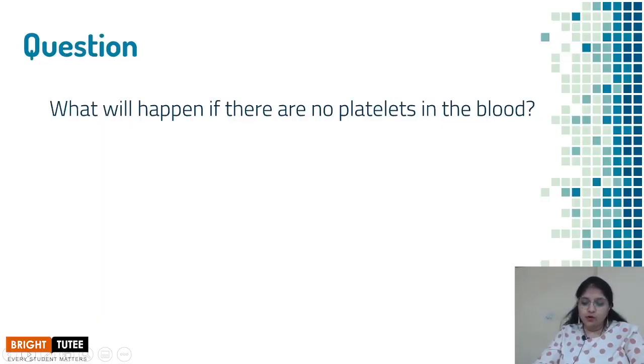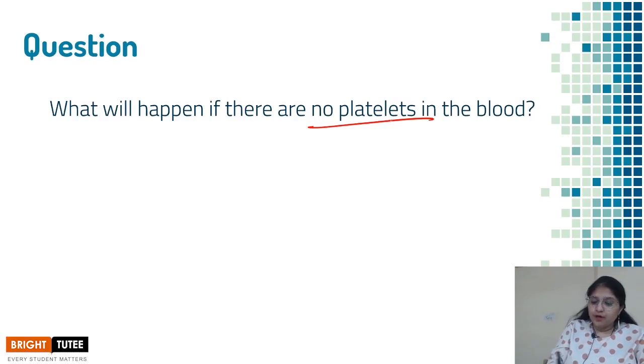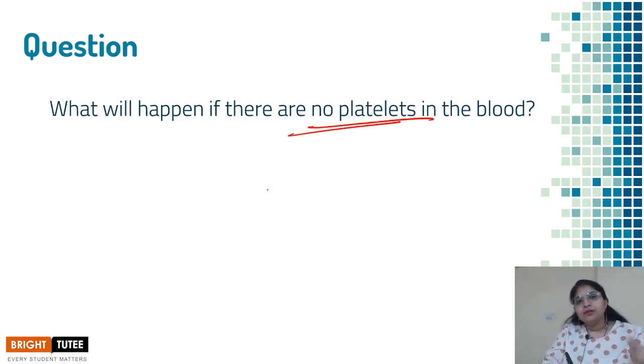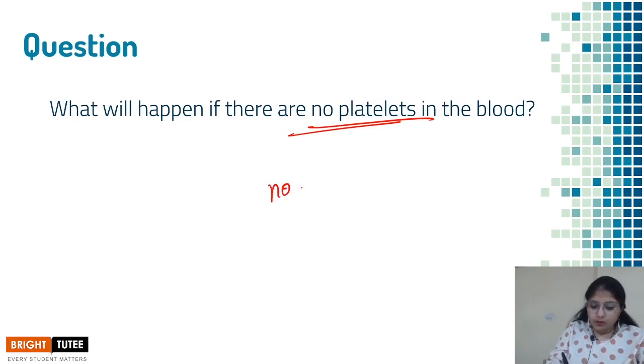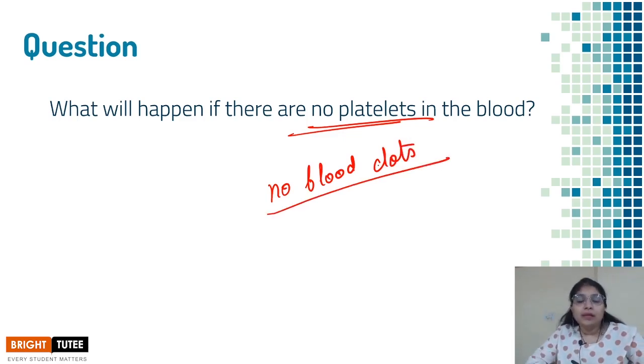Now let's look at the first question. What will happen if there are no platelets in the blood? If there are no platelets in the blood, even the smallest wound would be fatal because there would be no blood clotting, right? And when there will be no blood clots, what will happen? The blood will keep on flowing from the wound and eventually the person might die because of the excessive loss of blood, right? So platelets actually help us in stopping the blood from flowing from a particular wound.